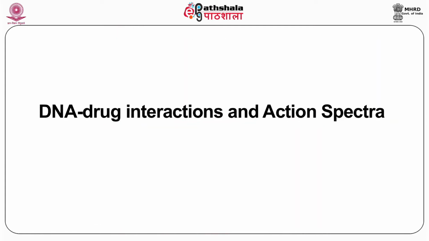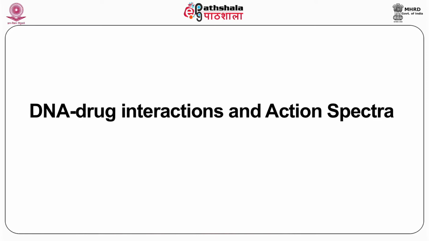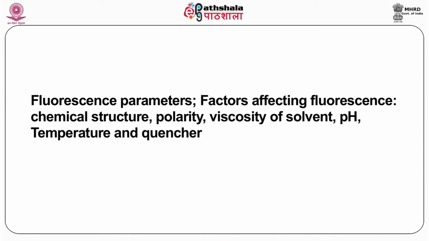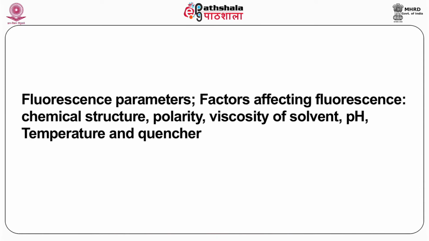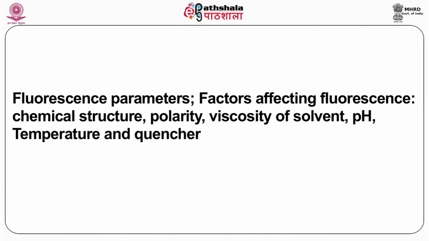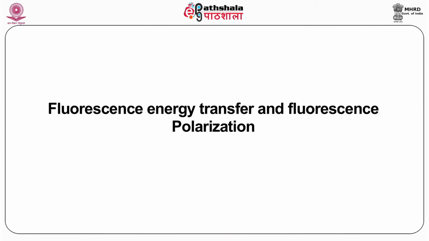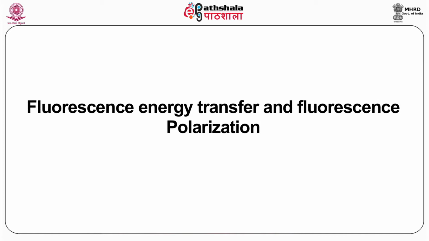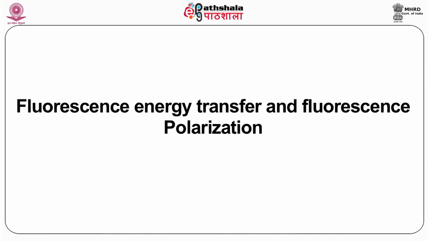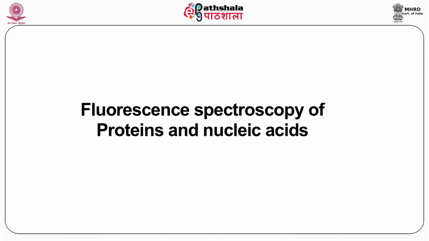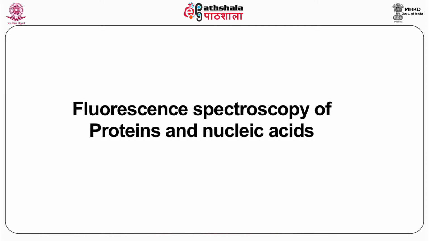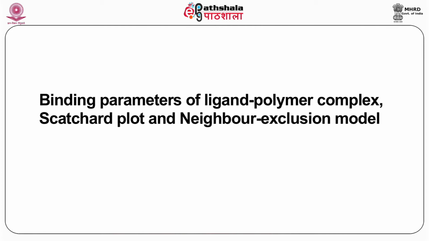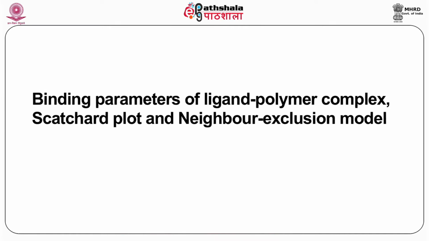Then fluorescence spectroscopy is dealt with in a very detailed manner, covering the chemical structure and the factors that fluorescence depends on, the medium, temperature, etc., and what the quenchers are. Later, fluorescence energy transfer is studied exclusively to understand polarization and so forth. Then later you apply these techniques and methods to proteins. Then how a ligand polymer complex is formed, and how you understand that, then the scatter plot, and so on.